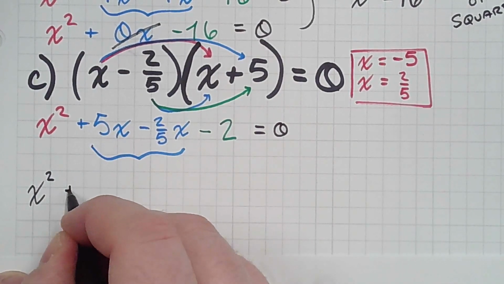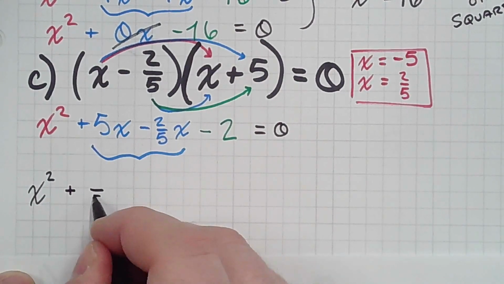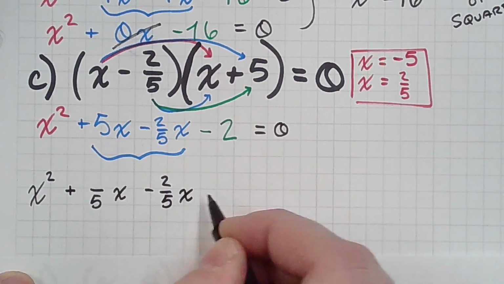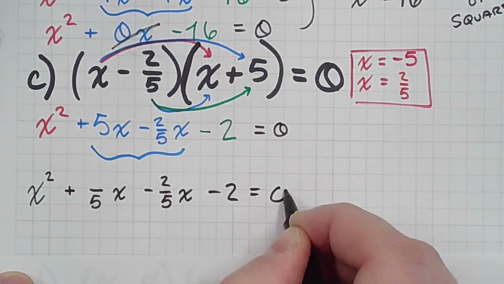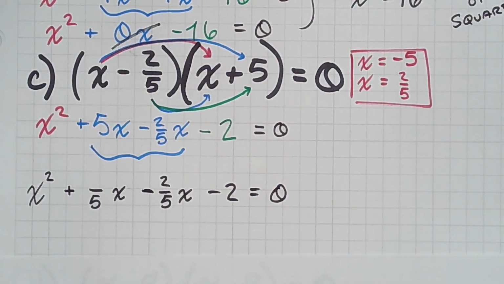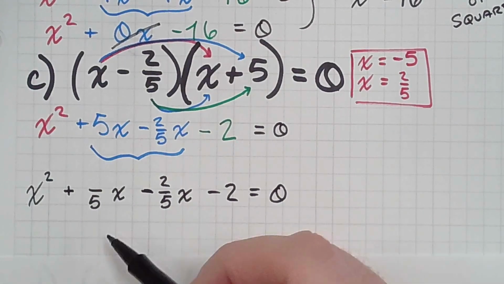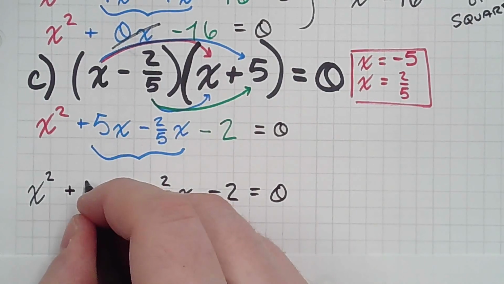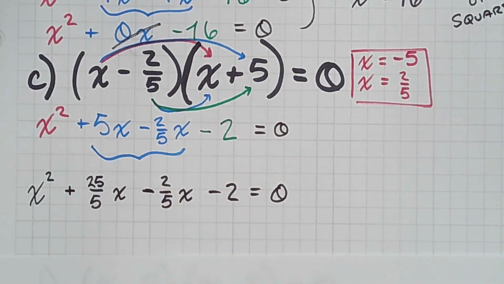And the way I think about it is, how many fifths are in 5? Because if I can think about it in terms of fifths, then I can actually subtract them. They have common denominators. So how many fifths are in 5? Well, if you think about it, I need a number that when I divide it by 5 gets you 5, right? So the answer is 25 fifths.